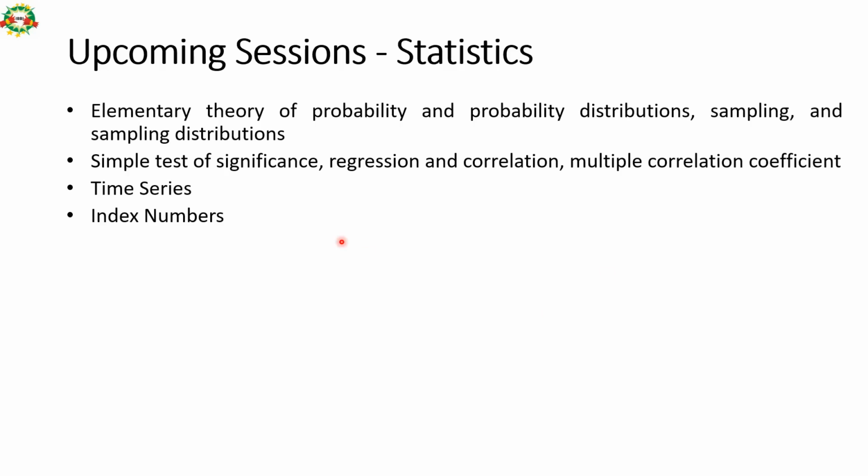In the upcoming sessions we are going to cover the remaining topics, and only 2 sessions are pending: elementary theory of probability and probability distribution, sampling and sampling distribution, simple tests of significance, regression, correlation, multiple correlation coefficient, time series and index numbers. Sometimes questions may come out of any of these topics as well. Thank you.